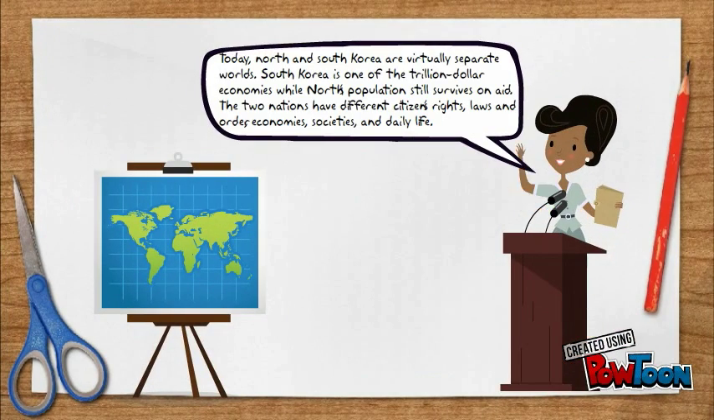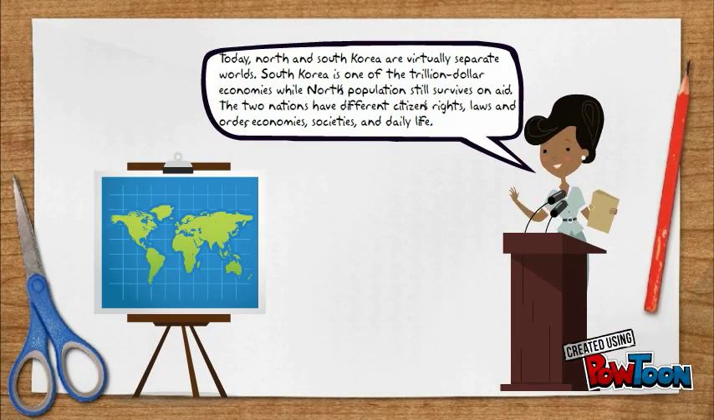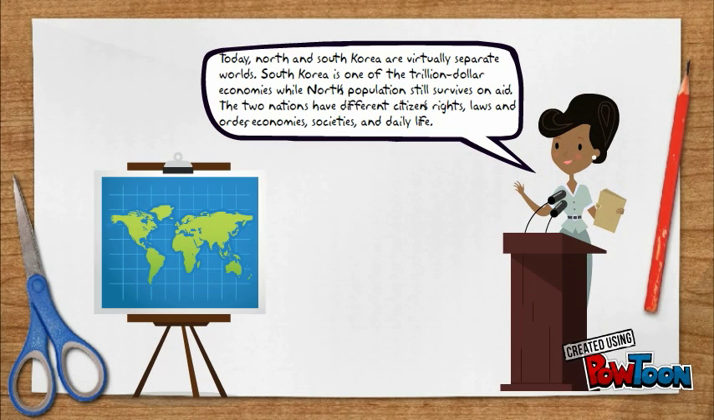Today, North and South Korea are virtually separate worlds. South Korea is one of the trillion-dollar economies, while North Korea's population still survives on aid. The two nations have different citizen rights, laws, order, economies, societies, and daily life.